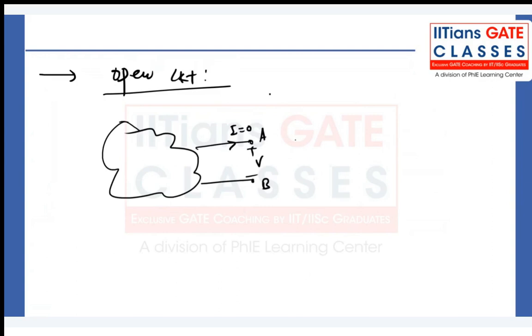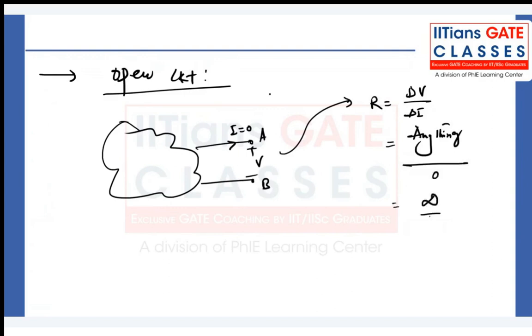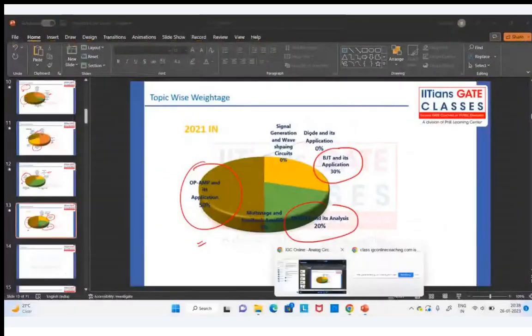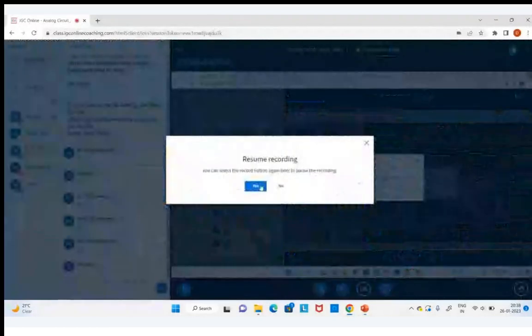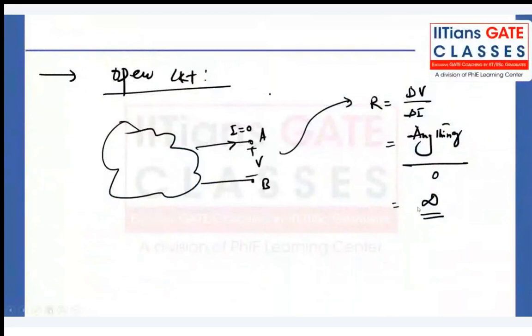You can also check this mathematically. Resistance is change in voltage upon change in current. Here the change in voltage is anything, but the current is zero, so the resistance is going to be infinity. So open circuit means the resistance is infinite and the current is zero, and the voltage can be anything, which you can measure. I believe this is fine for everybody. So these are the open circuit and short circuit concepts.